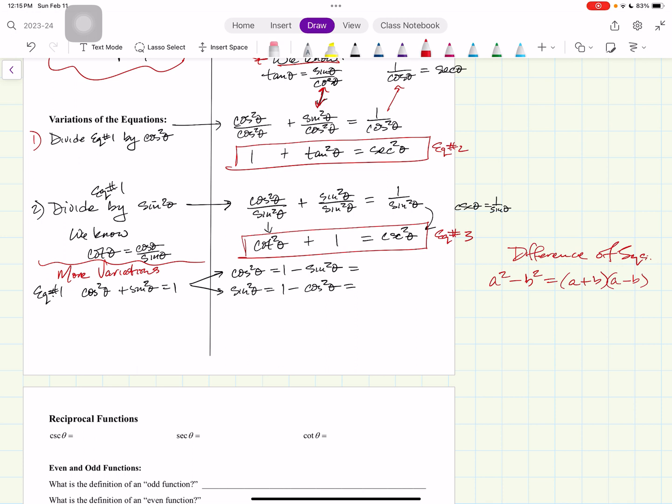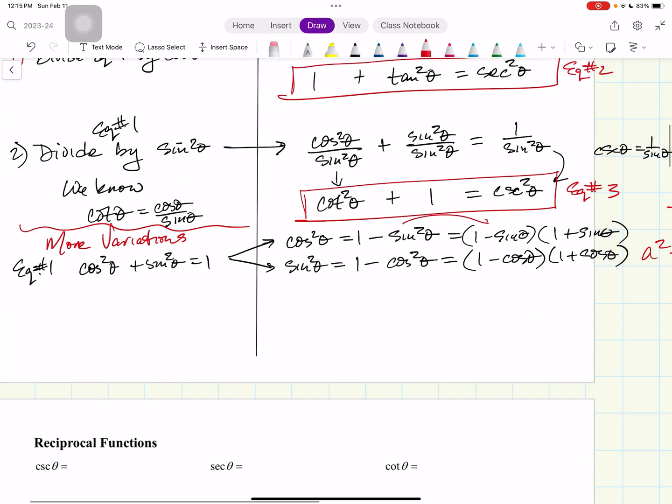And so what we want to do is take this difference of squares, because that's what we have, and factor it into two binomials. Okay, so you get some variations here. We're going to factor it as 1 minus sine theta times 1 plus sine theta. And the other one we're going to write as 1 minus cosine theta times 1 plus cosine theta. All right, that's right from Algebra 1. It's called a difference of squares. What we just did, my friends, is we just factored. That's all we did.